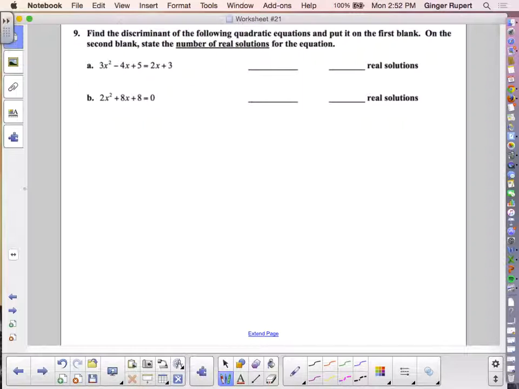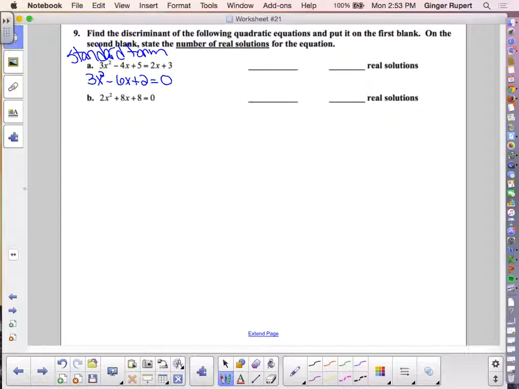Part B asks you to find the discriminant of the following quadratic equations and to put it on the first blank, and on the second blank state the number of real solutions. So the first thing you have to do is make sure that your equation is in standard form. To do that, I will subtract the 2x from both sides and the 3 from both sides. That will give me 3x squared minus 6x plus 2 equals 0.